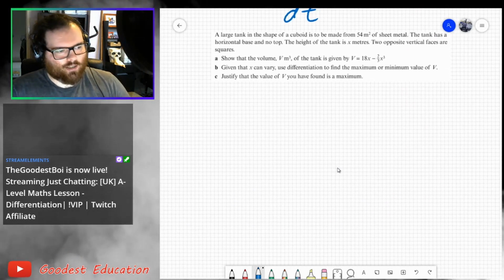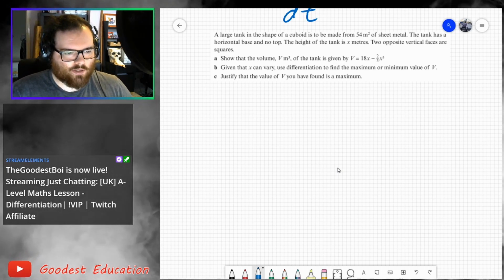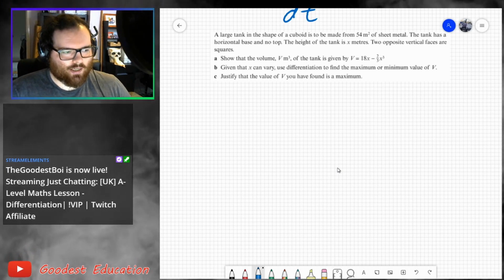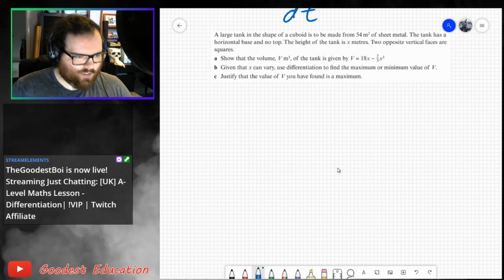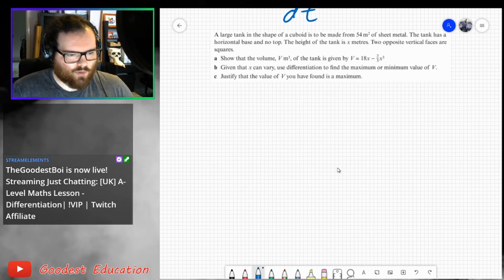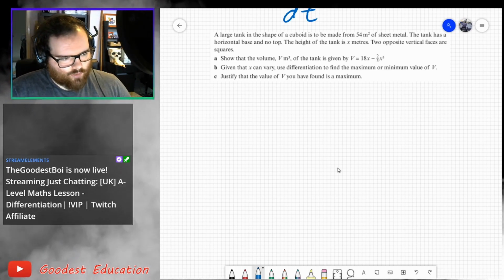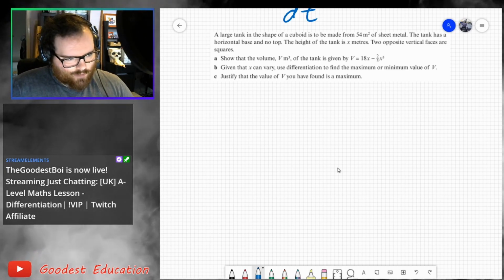A large tank in the shape of a cuboid is made from 54 meters squared of sheet metal. The tank has a horizontal base and no top, so it's not got a lid on it. The height of the tank is x meters. Two opposite vertical faces are squares. Show that the volume of the tank is given by that equation.